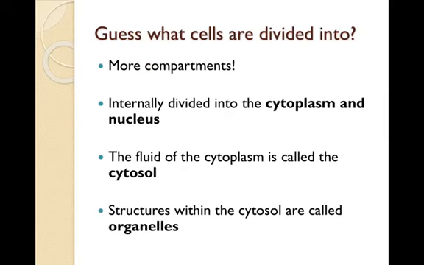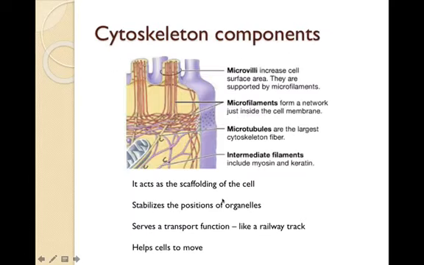If we look further into the cells, what are cells divided into? Well, there's more compartments. So most cells within the body are divided internally into the cytoplasm component and the nucleus component. The fluid component of the cytoplasm is called the cytosol, and the structures within the cytosol are called organelles. And most organelles are separated from each other by more membranes. So there's compartments within compartments within compartments, and it just depends on the scale that you're looking at.